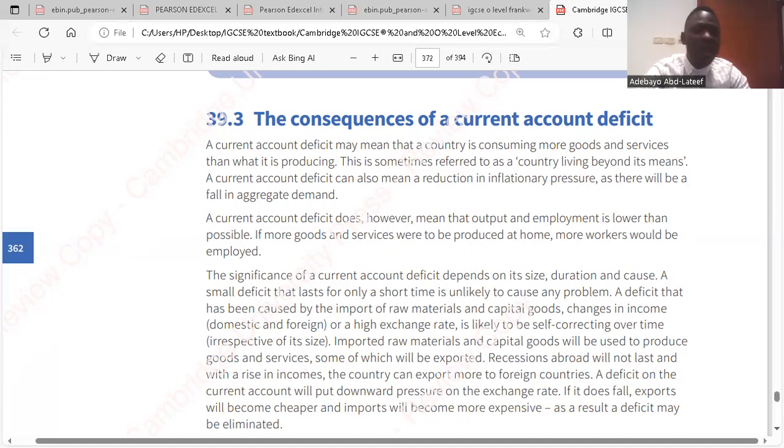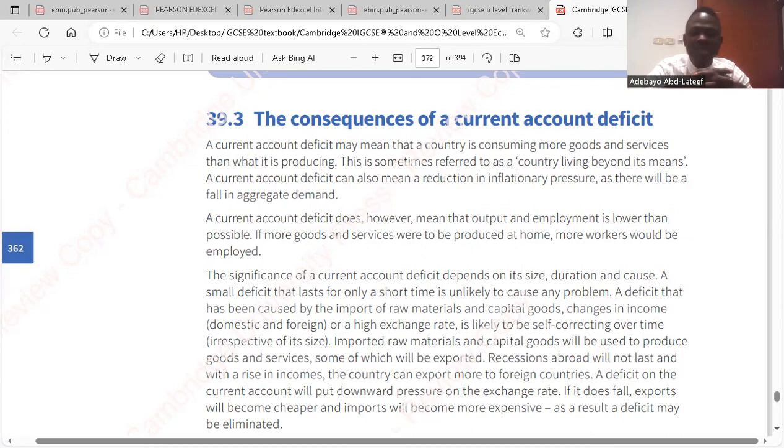A current account deficit, however, means that output and employment is lower than possible. If more goods and services were to be produced at home, more workers would be employed. So there's a current account deficit here because employment is falling, output is falling.